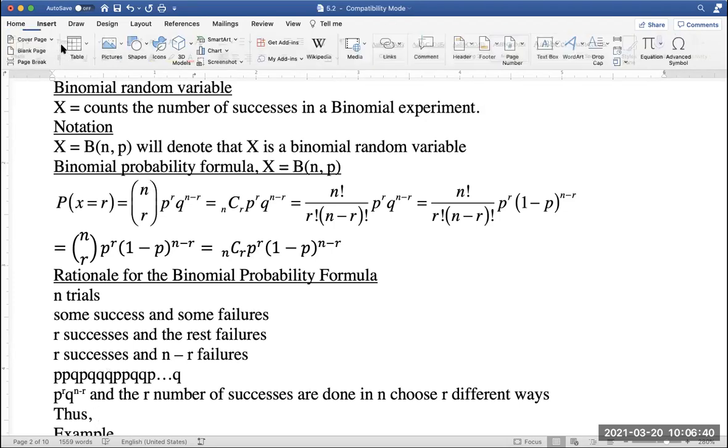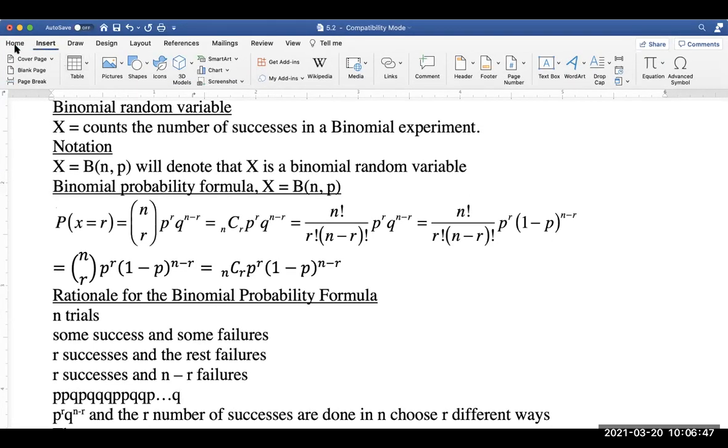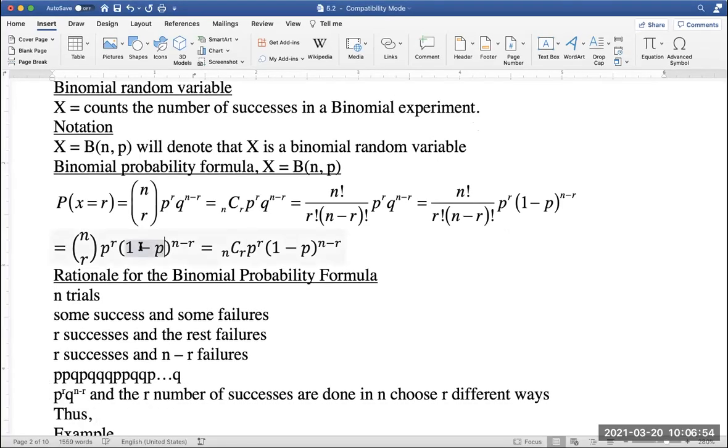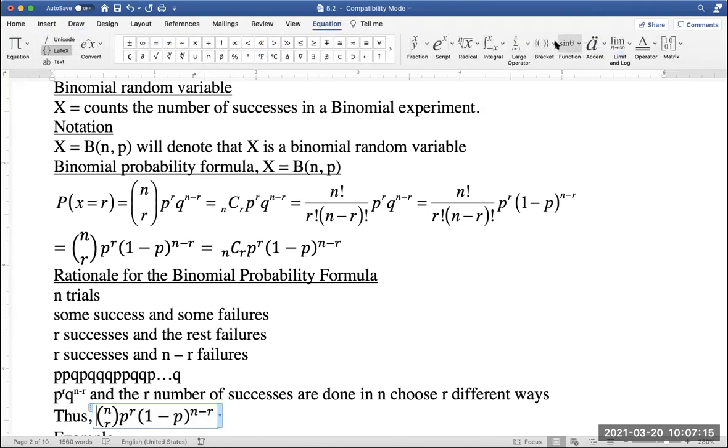So thus the probability of having R successes out of N trials is just, well, maybe I should call that Q.